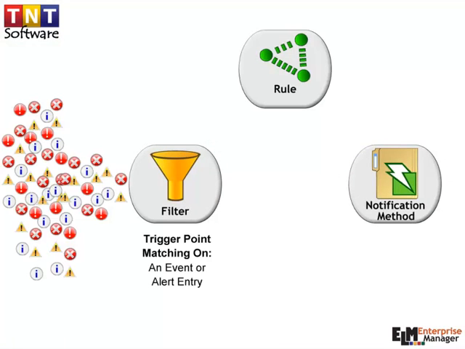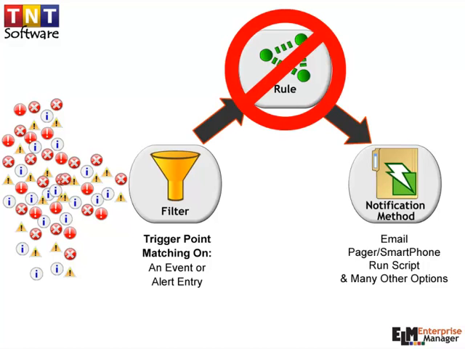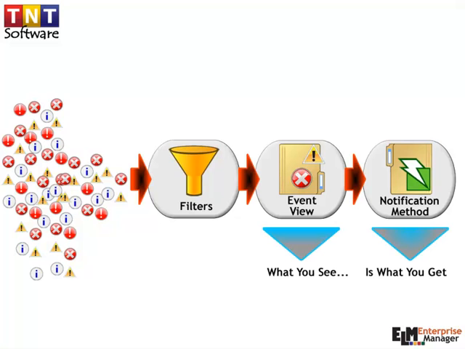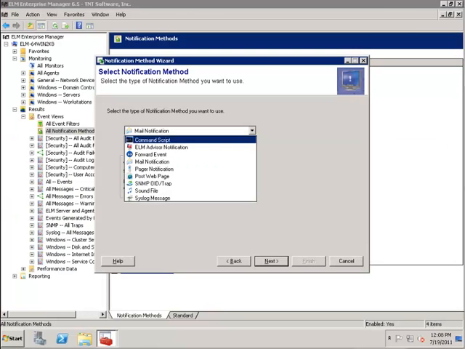Previously, notifications were rules-based, where event filters acted as trigger points and were tied to notification methods based on a rule. Now notification methods are streamlined and are triggered directly from the event views, following the "what you see is what you get" concept. There are several notification methods available in ELM Enterprise Manager, including using a pager, running a command script, and several others. Today we are going to walk through the most common of them all, the email notification.